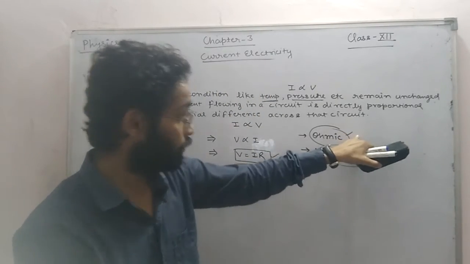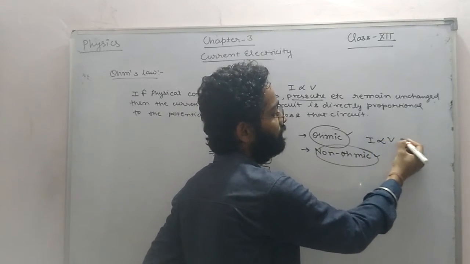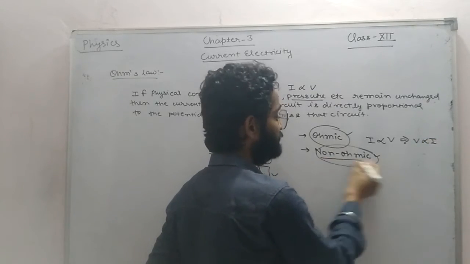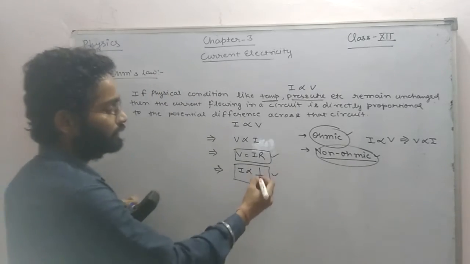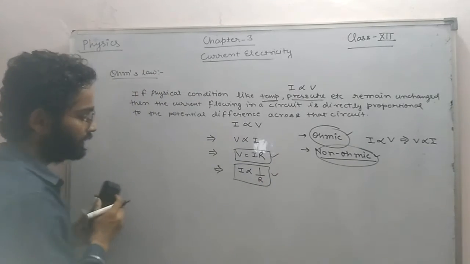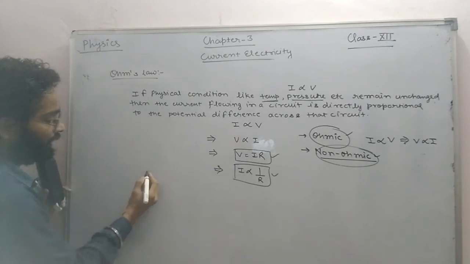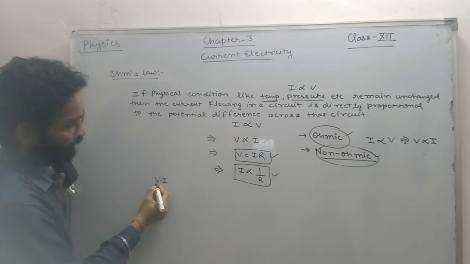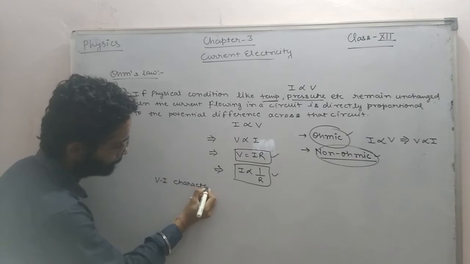For the conductor which obeys Ohm's law, I is directly proportional to V, or we can say that V is directly proportional to I. But non-ohmic conductors will not follow this. So for the ohmic conductor, let us discuss the VI characteristic, that is, the potential difference versus current characteristic of this.